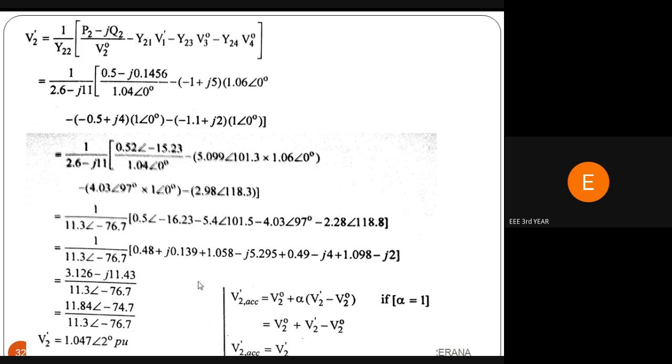From this we can calculate the accelerated value. So the V2 accelerated is equal to V2 old plus alpha into V2 new minus V2 old. Substitute the V2 old value.